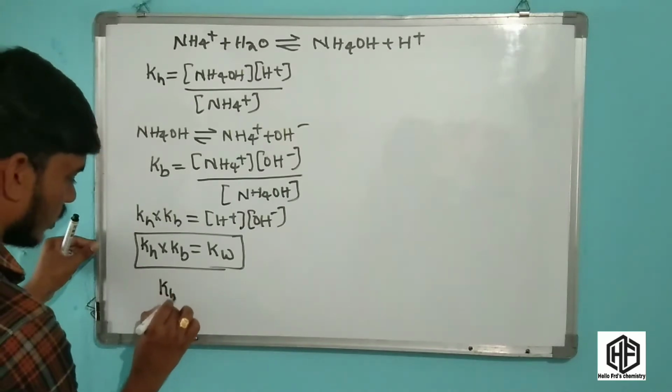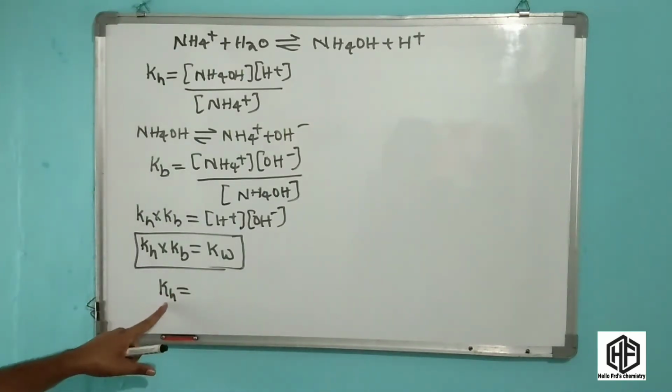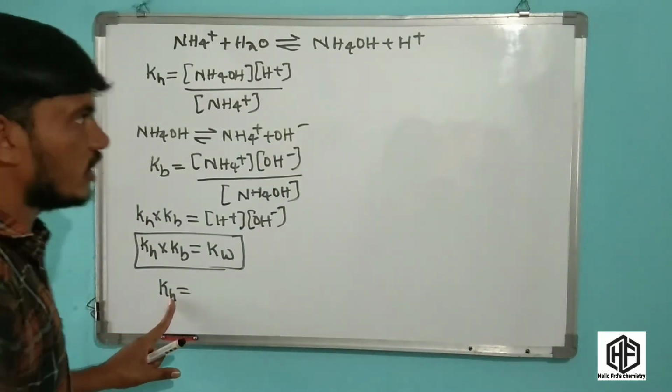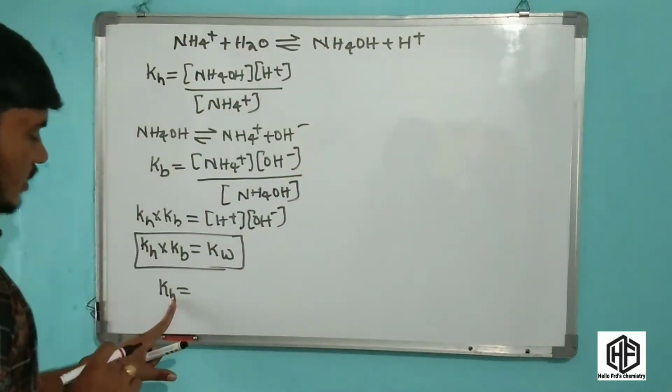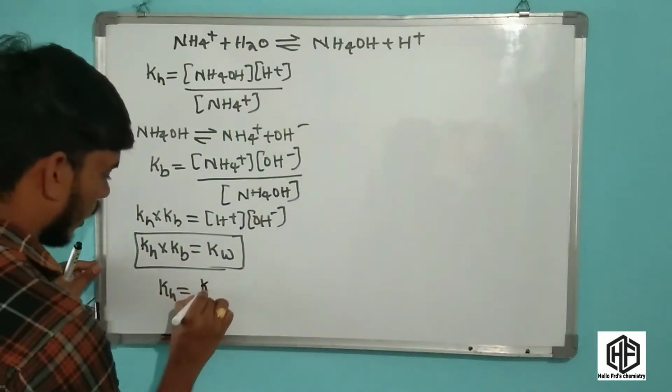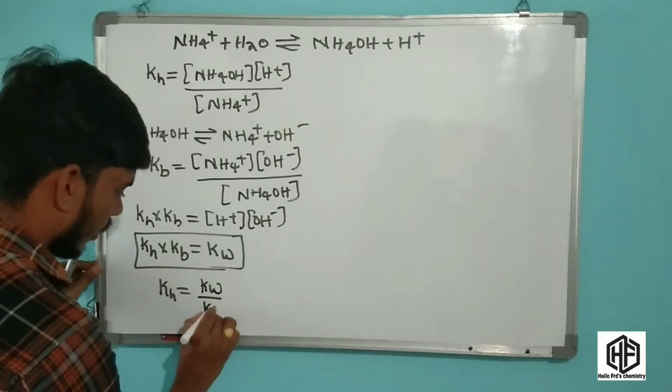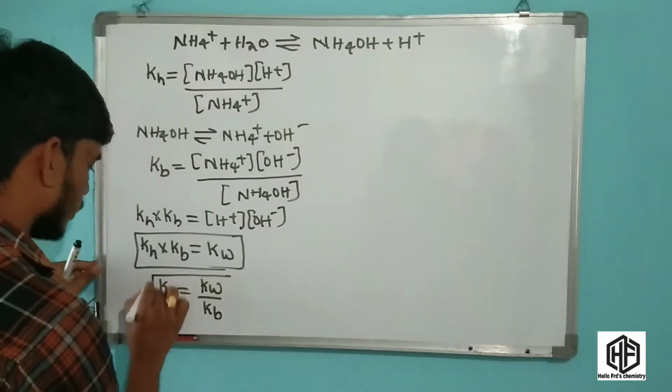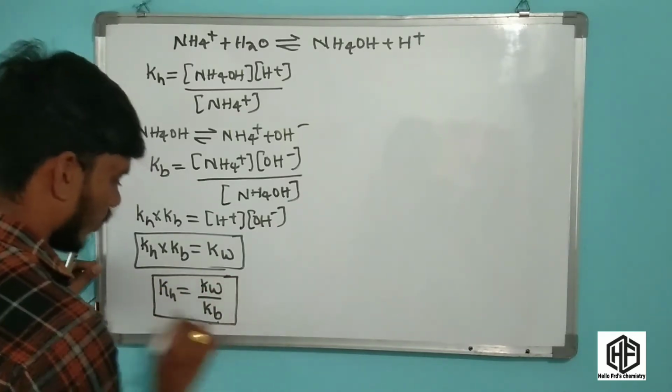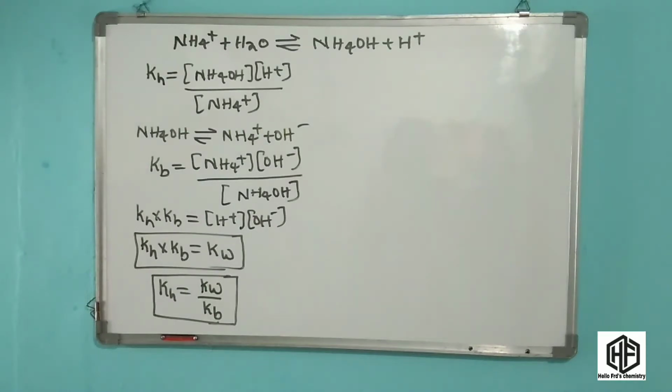Now KH is the hydrolysis constant of this reaction. Now KH is equal to KW by Kb. Okay, friends, this is one more important point. And now we have to calculate the H plus ion concentration of this reaction.